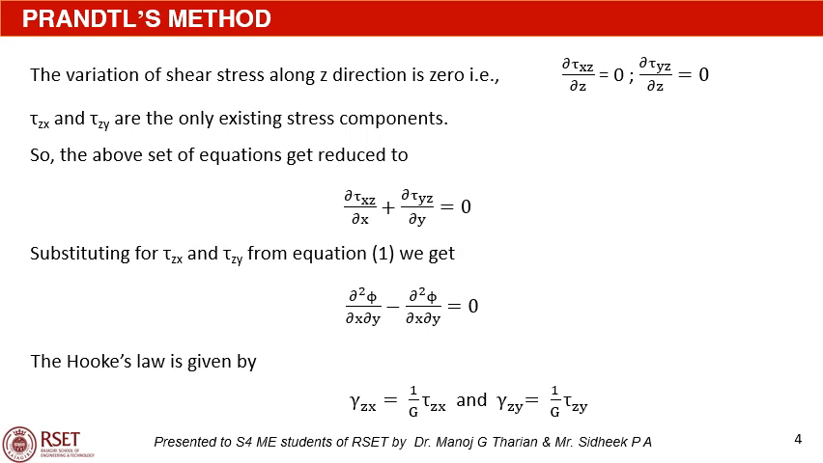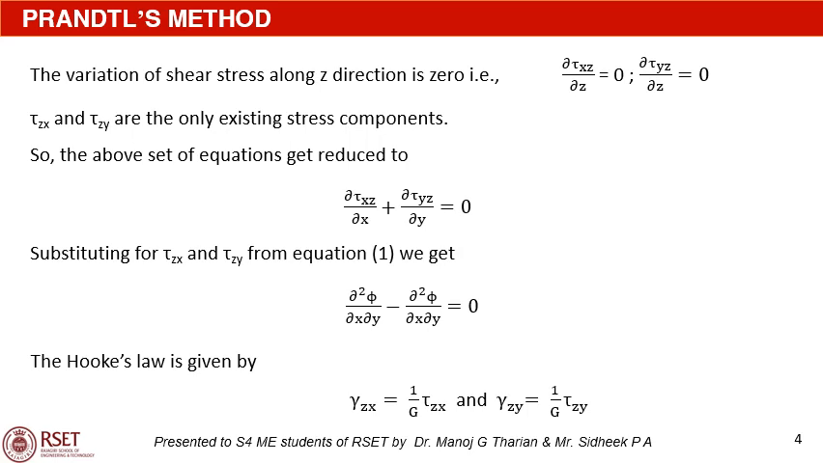The variation of shear stress along the z direction is 0, which gives dou tau xz by dou z equal to 0 and dou tau yz by dou z equal to 0. Since tau zx and tau zy are the only existing stress components, the above set of equilibrium equations gets reduced to dou tau xz by dou x plus dou tau yz by dou y equal to 0.